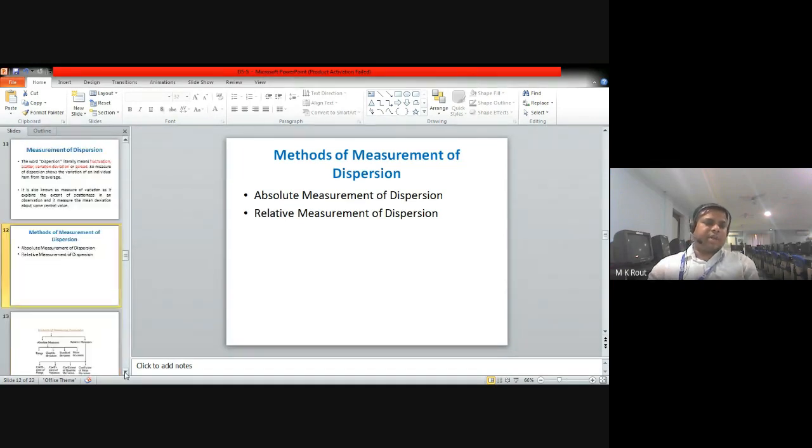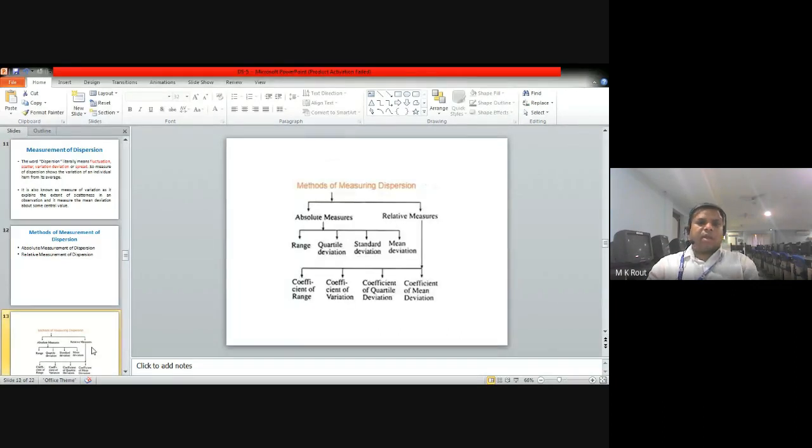So if you go to the classification of the different methods under measurement of dispersion, we divide this into two parts: one is absolute measure of dispersion, another is relative measure of dispersion. In case of absolute measure of dispersion, we have four methods. First one is calculation of range. The second one is calculation of quartile deviation. The third one is calculation of standard deviation. And the fourth one is calculation of mean deviation. On the other side, we have relative measures. Under that, there is the coefficient of range. The next one is the coefficient of variation. Then the third one is the coefficient of quartile deviation, and the last one is basically used to calculate the coefficient of mean deviation. So we'll proceed one by one.